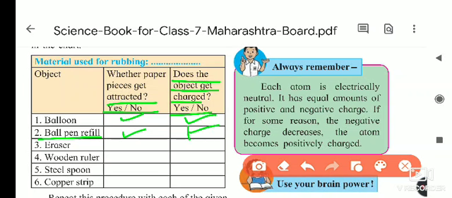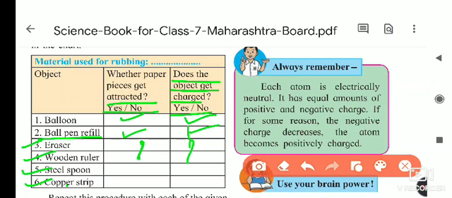Next, we have to check this activity with an eraser, a wooden ruler, a steel spoon, and a copper strip. If you are not getting the copper strip, no problem, but you have to do this activity with these three things, and send me a video, or otherwise write your observation and send it to my personal number. This observation is the homework for you. You have to do this, and tomorrow I will explain whether it is attracted or not.